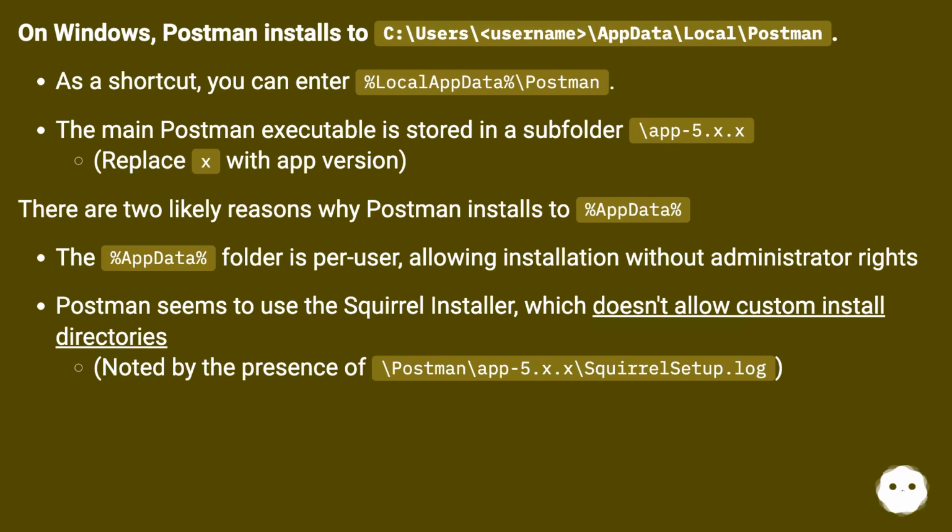There are two likely reasons why Postman installs to %appdata%. The %appdata% folder is per user, allowing installation without administrator rights. Postman seems to use the Squirrel installer, which doesn't allow custom install directories, noted by the presence of \postman\app-5.x.x\squirrelsetup.log.